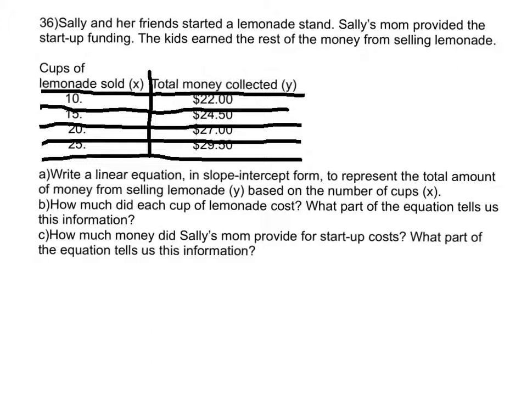Okay, in number 36, I'm going to show you something on your calculator. So I want you to get your graphing calculator out and make sure that you have a nice clear screen. What I'm going to show you right now for number 36, you're going to use on future problems, so please pay attention. In this problem, I give you the cups of lemonade sold and the total money collected. And it's asking you in part A to write a linear equation in slope-intercept form to represent the total amount of money from selling lemonade based on the number of cups.